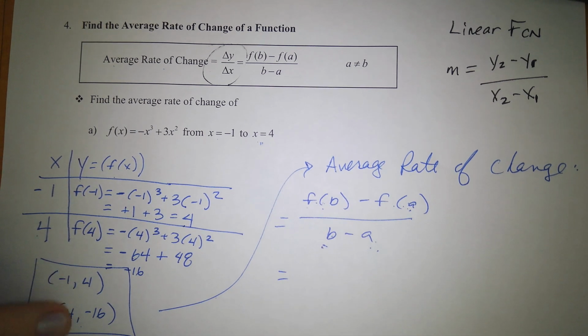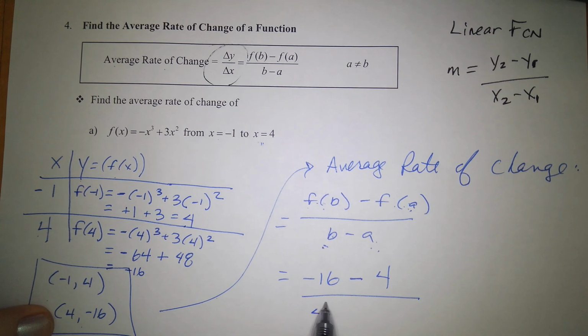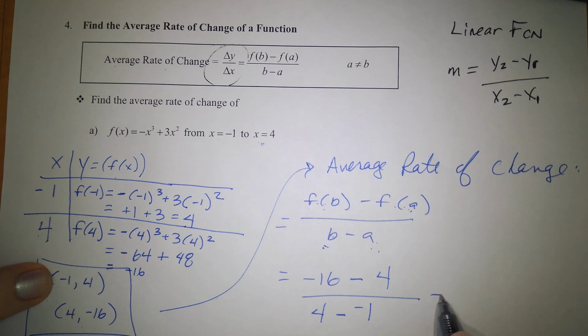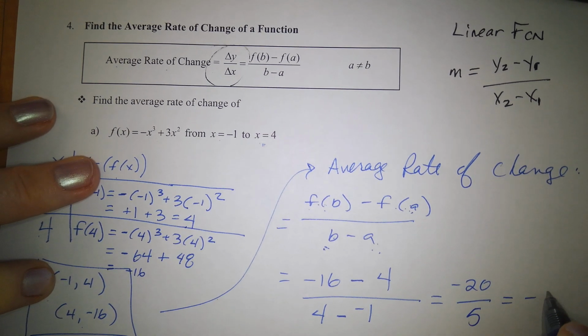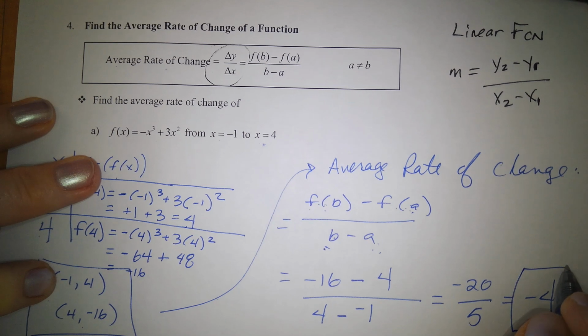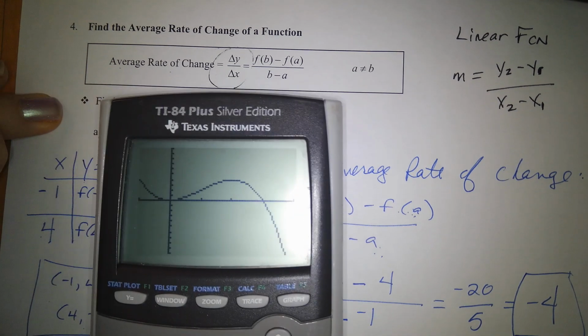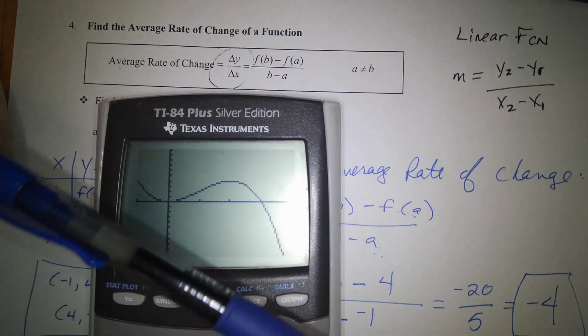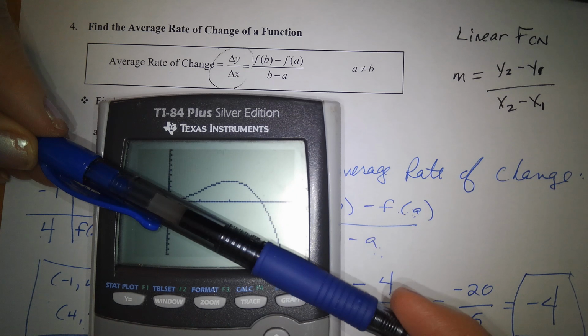So change in y. So I'll do negative 16 minus 4 over change in x. So it's going to be 4 minus negative 1. So it's negative 20 over 5, or an average rate of change of negative 4. And like we said before, this definitely does have a negative slope, because if you look at the slope in this direction, this would be my line, it definitely has a negative slope attached to it.